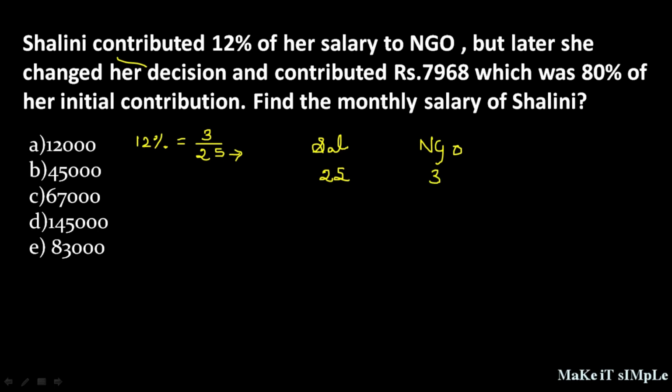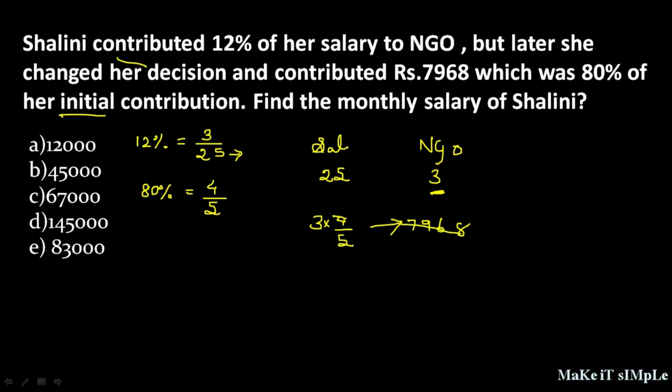Now what they have given next: the contribution to this NGO changes to 80%. 80% is nothing but 4 by 5. This 4 by 5 is taken from the value that was contributed to the NGO, which was 80% of her initial contribution. Initially how much is she contributing to the NGO? 3 units, and from that 4 by 5 is how much? It is 7968.